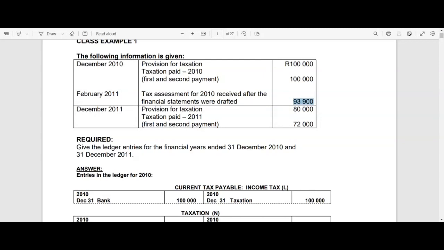Decrease. Thank you all for those answers. You are absolutely correct, because we've overprovided. Everyone is spot on. Because we've provided too much, we've now got to decrease it, ladies and gentlemen, which in turn means, do we now have to debit the income tax expense or credit the income tax expense?